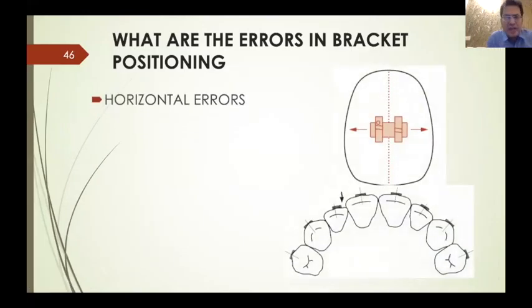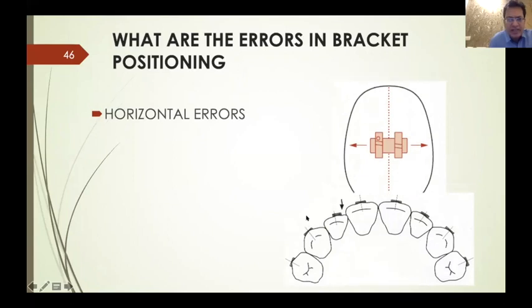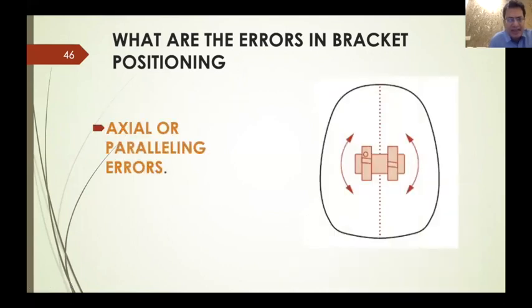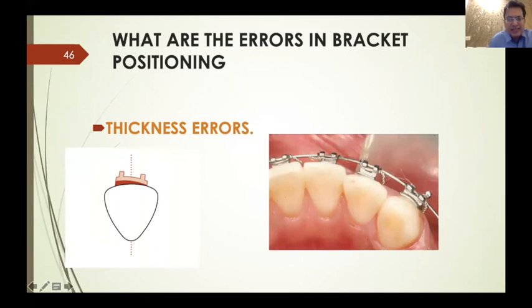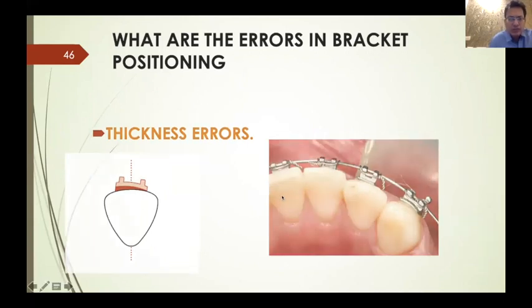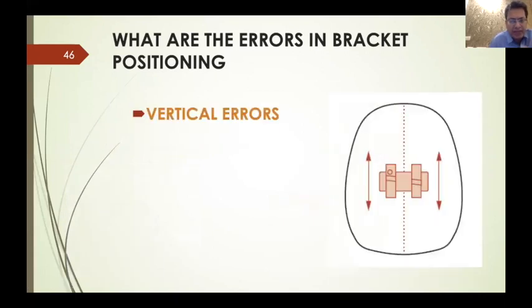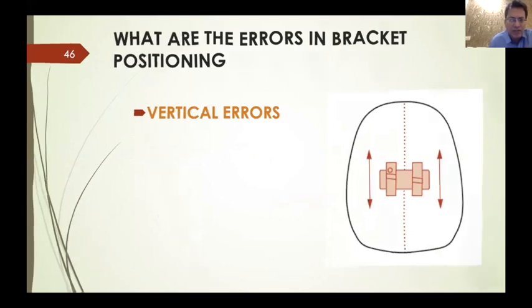Also, checking your bracket placement is not rocket science. It's very simple. The examiner will look at what? He will look at the horizontal errors. He will look in the mirror. He will see how horizontally your bracket is incorrectly positioned. He will look at the axial or the paralleling errors. He is going to look at the thickness errors, whether your composite is thick and will not allow proper alignment of your teeth. He is going to look for errors in the vertical direction because that's going to change the torque which is going to be produced on that particular prescription.